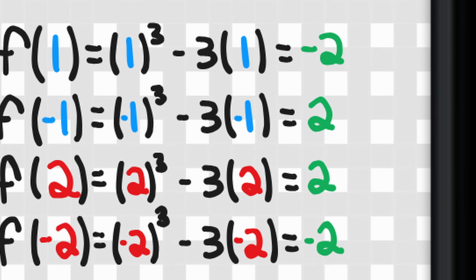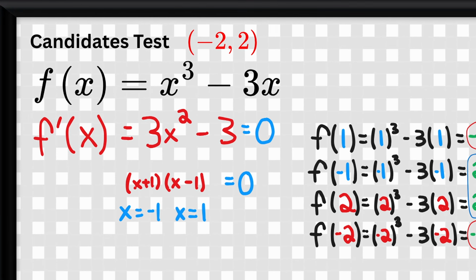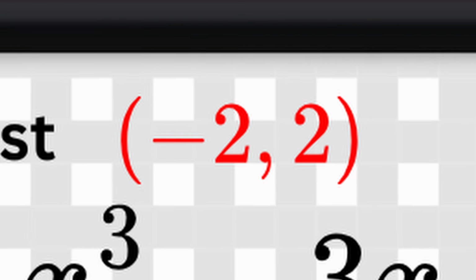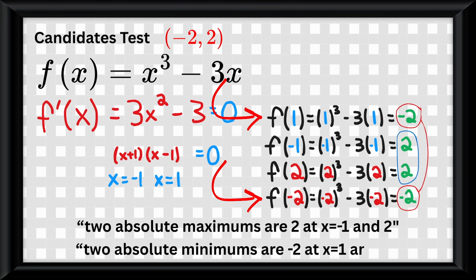And ironically, we see pairs of the same values. This won't happen all the time, I promise. That simply means in this specific function on this interval, we write out two absolute maximums are 2 at x equals -1 and 2, and we have two absolute minimums are -2 at x equals 1 and -2.